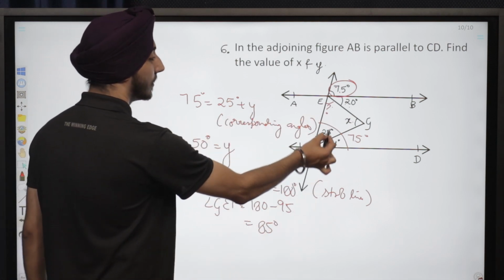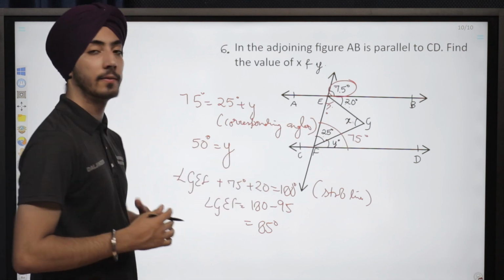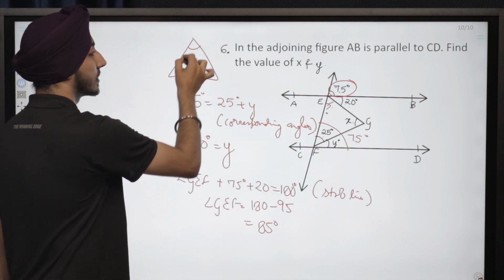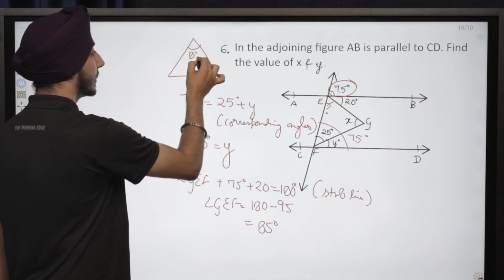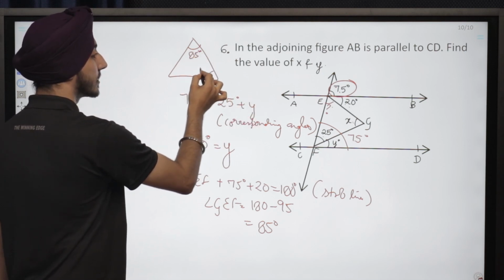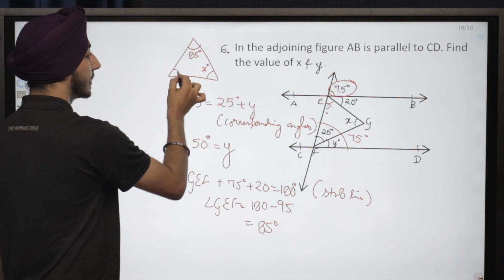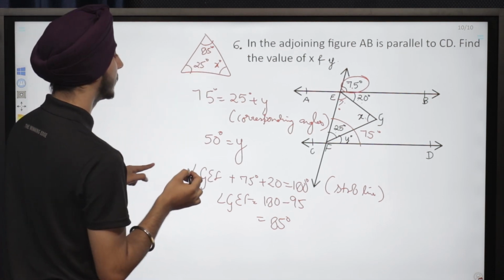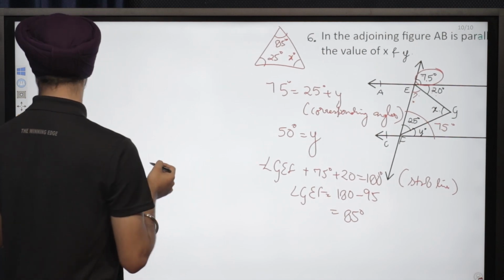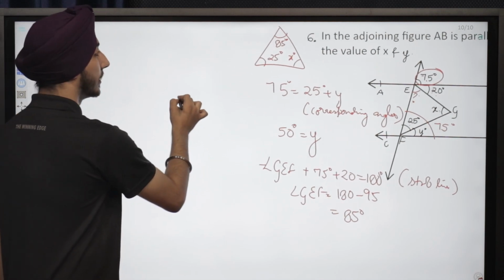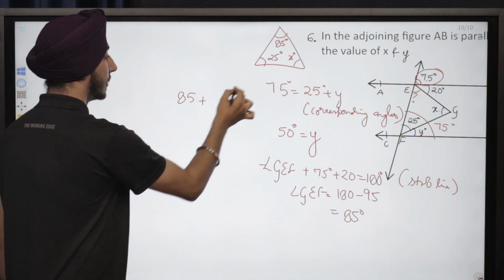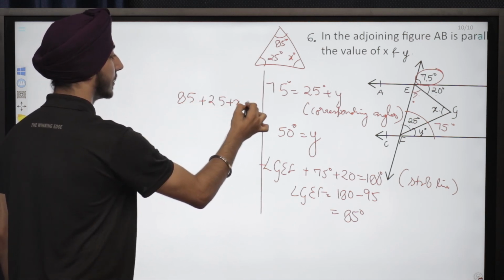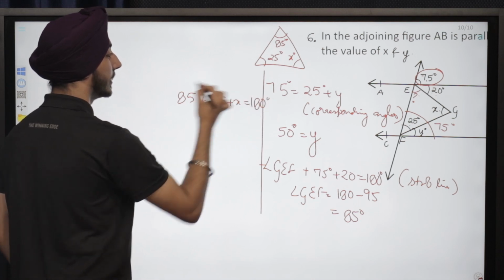Now 85 degrees plus 25 plus x will give us 180 because these are angles of a triangle. Right? So I'll draw it here. This is 85 degrees. This angle is x degrees. And this angle is 25 degrees. So we'll simply add all of them. 85 plus 25 plus x equals 180 degrees.